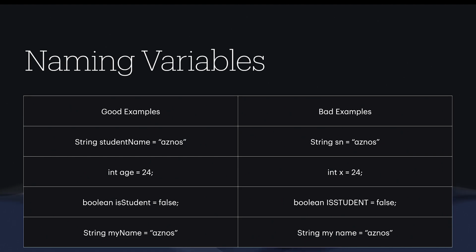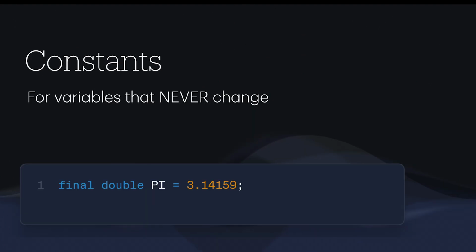Finally, we see String myName is equal to asnos, and we see String space myName equals asnos. In Java, you can't put spaces in your variable names, so this is why camel case comes in handy. You can easily distinguish multiple words that are all in one variable. So now we know how to name our variables, let's go into constants.